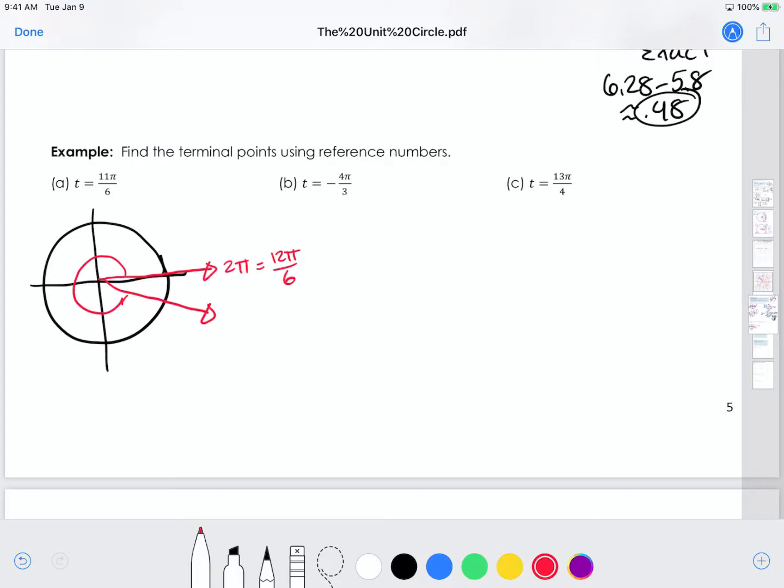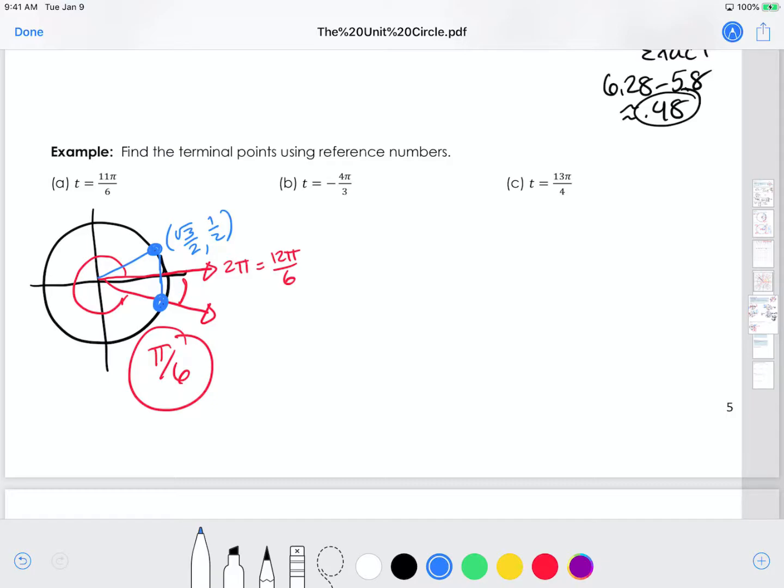So exactly, if I take this difference, it's going to be pi over 6, right? It's 11 pi over 6 subtracted from 12 pi over 6. So my reference angle is pi over 6, which tells me that if I look at my unit circle at pi over 6, my terminal point is the square root of 3 over 2 and 1/2. So this point here for the terminal point for 11 pi over 6 is going to be the same as the terminal point for pi over 6. The only difference is a sign change.